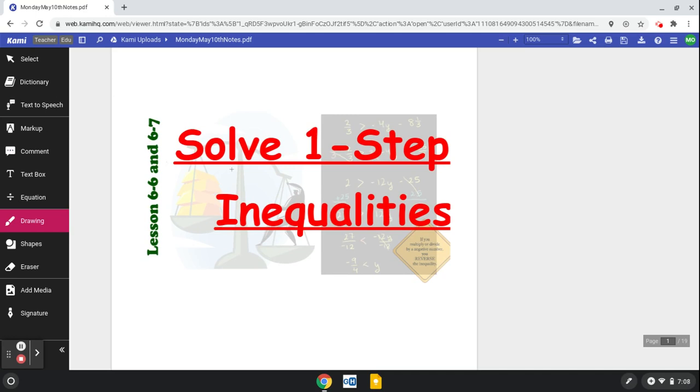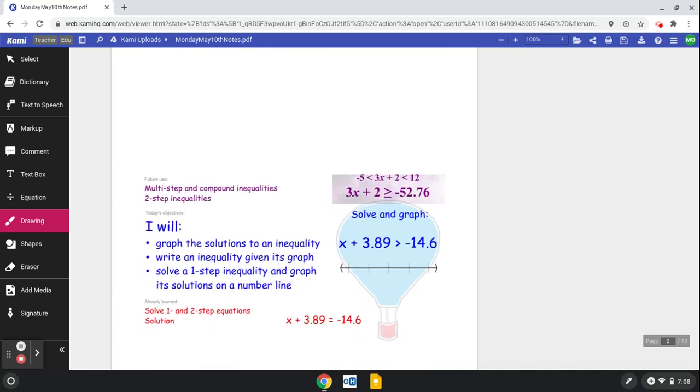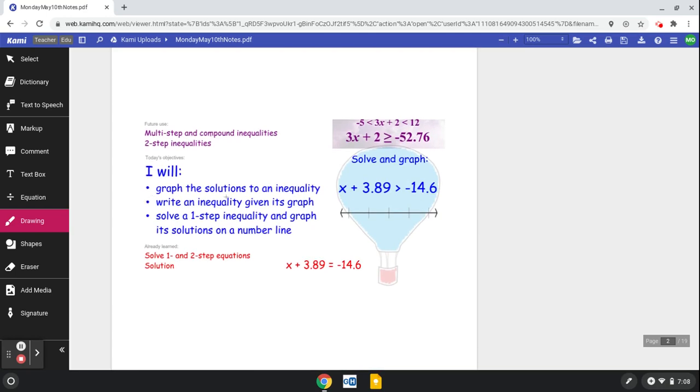All right, so today's focus is going to be solving one-step inequalities. Our objective is that we will graph the solutions to an inequality, write an inequality given its graph, and solve a one-step inequality and graph its solution on a number line. We know how to do one-step equations. The difference is that equations have an equal sign, whereas inequalities use less than, greater than, less than or equal to, and greater than or equal to symbols.